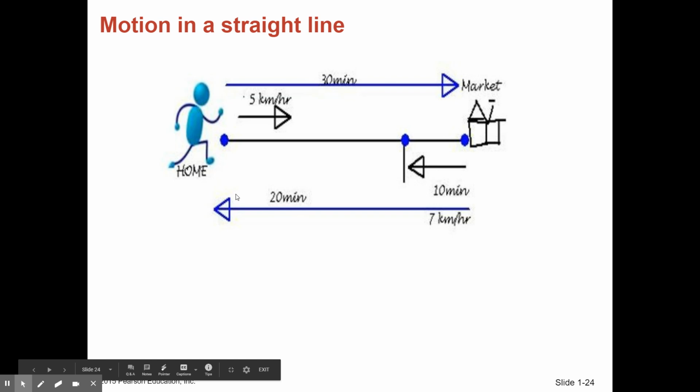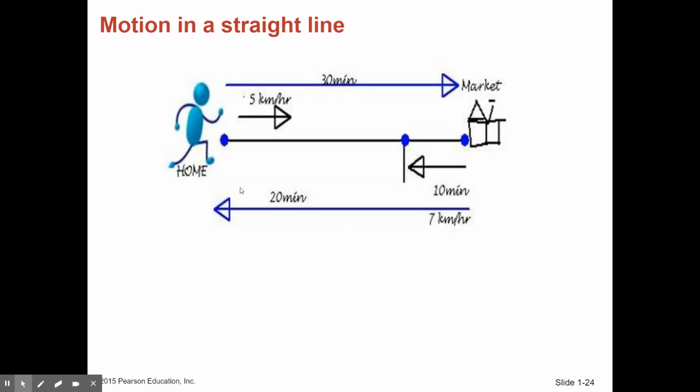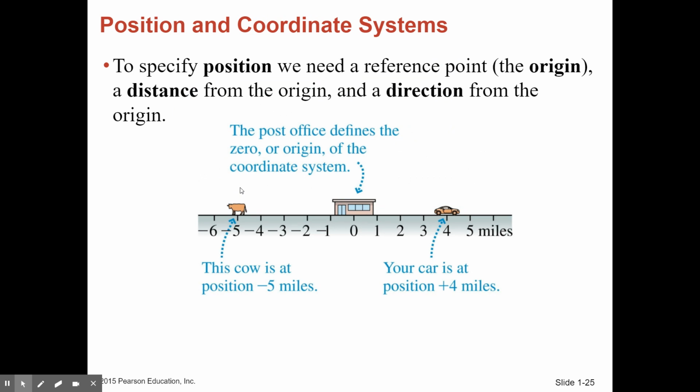So now we're going to continue to look at motion, but now we're going to look at motion in a straight line. We talked about motion going around a circle. Well, now let's look at it in a straight line. And we're going to be talking about, again, distance, displacement, and position. To specify position, we need a reference point, an origin, something to measure from, a distance from the origin, and a direction from the origin. Again, that will give you the displacement.